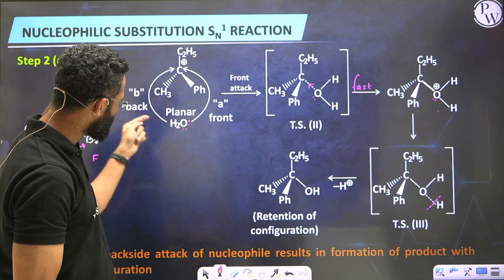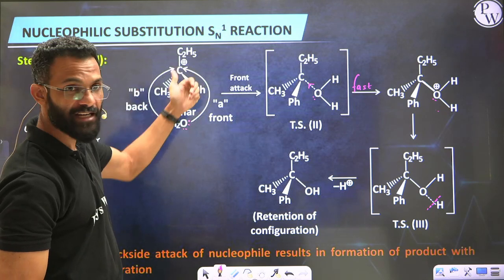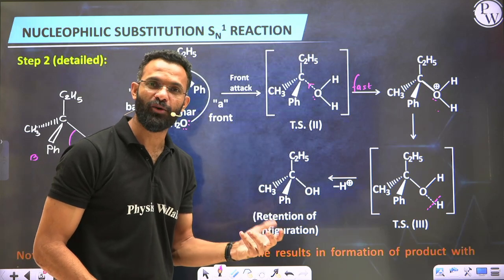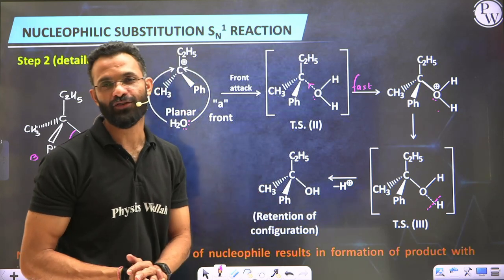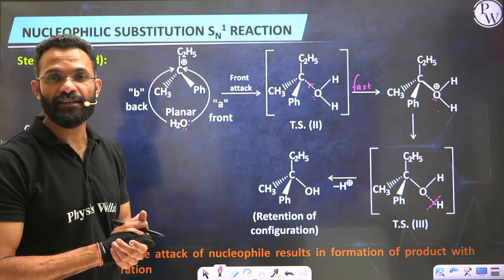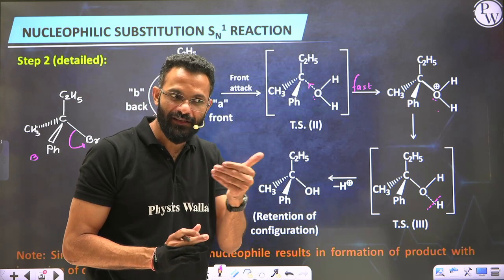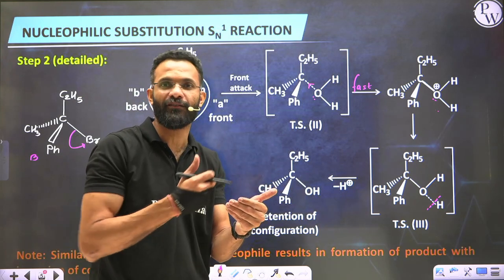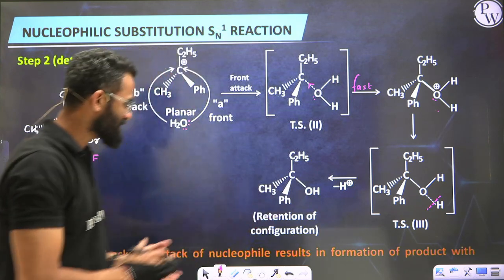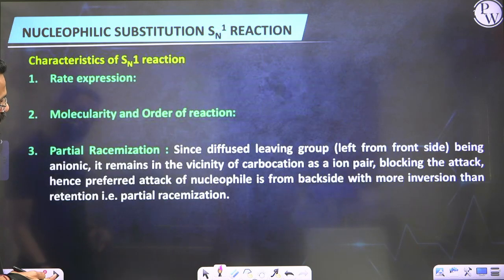When the attack from the back side is prominent or more than that of the front side, the product with inversion of configuration obtained will be more than the retention of configuration. Hence, we say in case of SN1 reaction mechanism, the product obtained is a partial racemization which has more attack from the back side than that of the front side. So guys, that is about the stereochemistry of the product obtained.